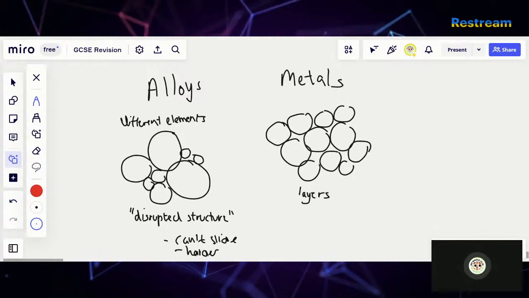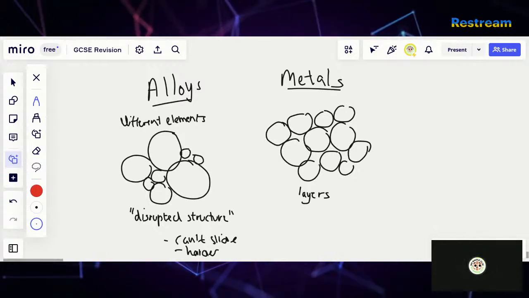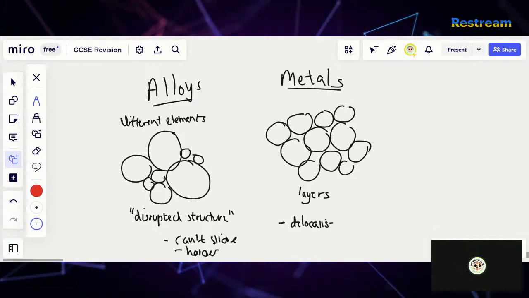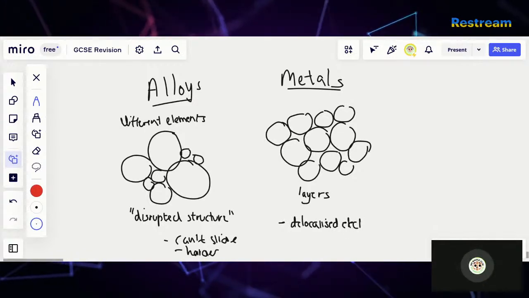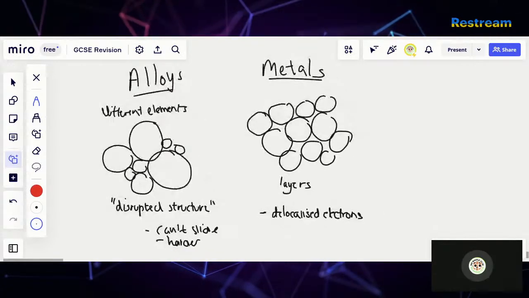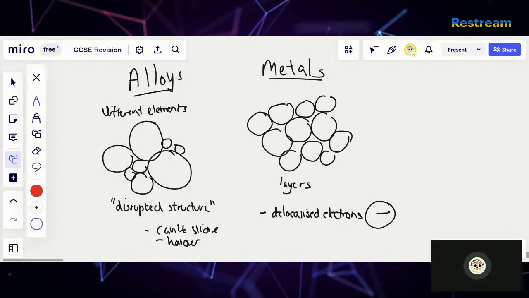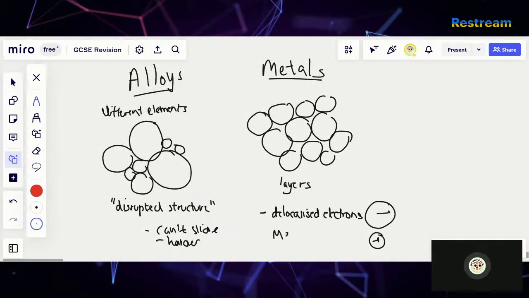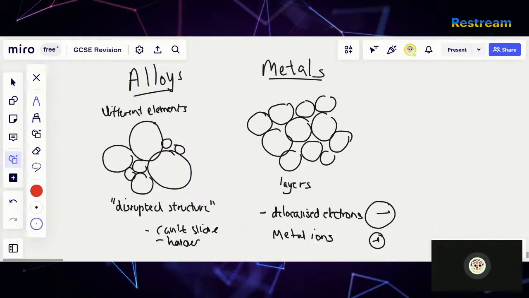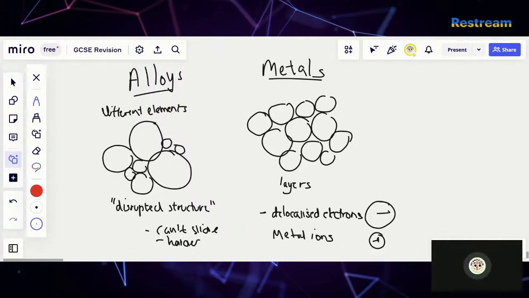Now another thing, because we're comparing alloys with metals also have delocalized electrons. Now if we were to explain why metals can conduct electricity, what we would say is the negative nature of the delocalized electrons and the positive nature of the metal ions then explains the strength of a metal, and the delocalized electrons can carry electricity and charge.